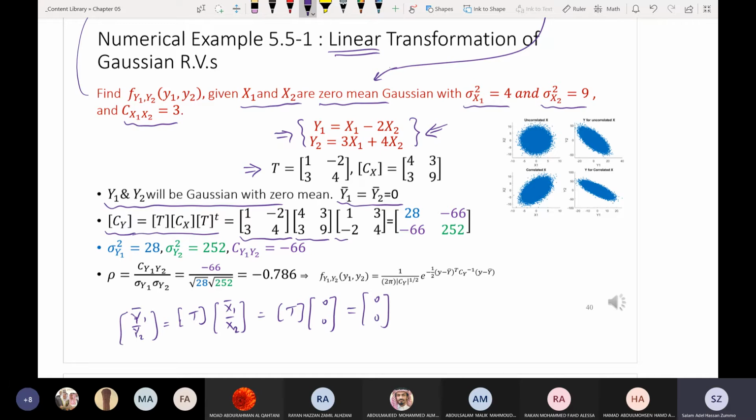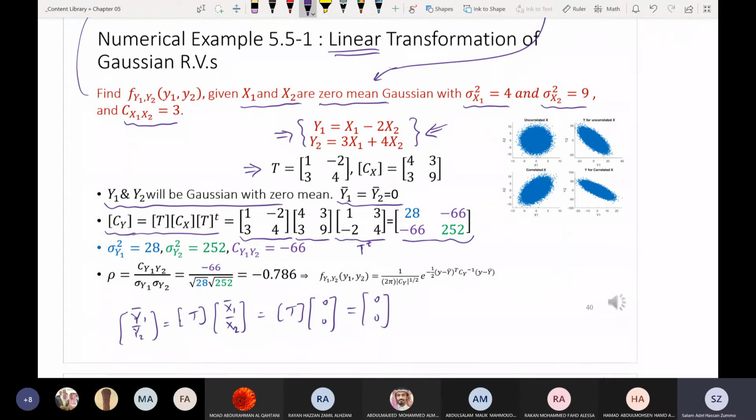And T inverse, sorry, the T transpose. T transpose makes those columns rows and the rows columns. Now, if I multiply these three matrices together, I get this: 28, minus 66, minus 66, 252.